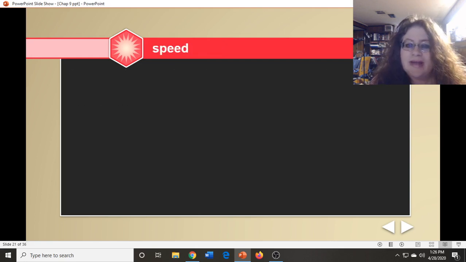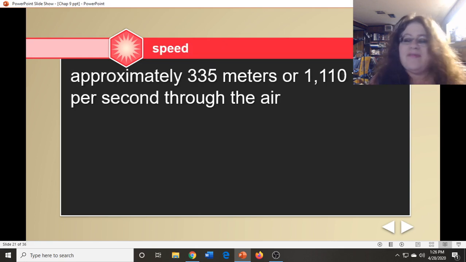Okay, the next one we're going to write in is speed. At the very top, it's orange, and it's the only little square at the top. Approximately 335 meters, or 1,110 feet per second through the air. Approximately because depending on temperature, humidity, it can be a little slower than that or a little faster than that. That's why we use the word approximately. Okay, so go ahead and finish writing that in.